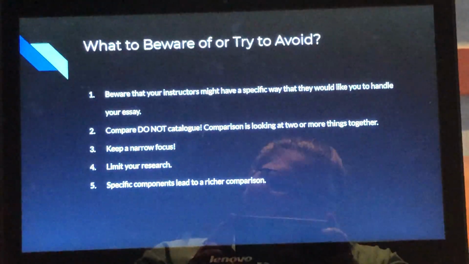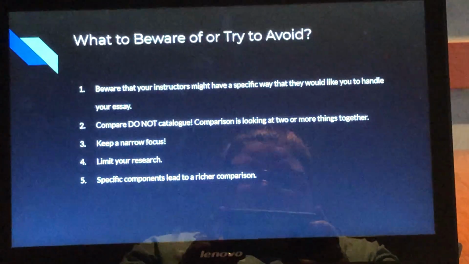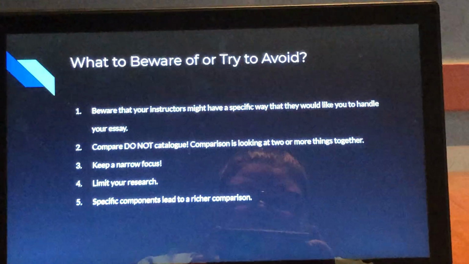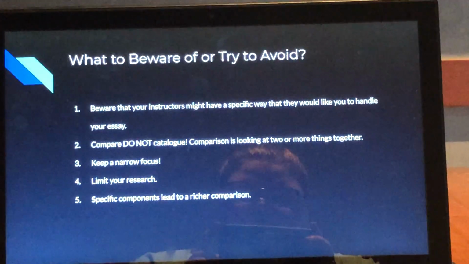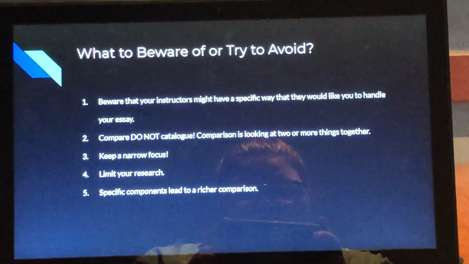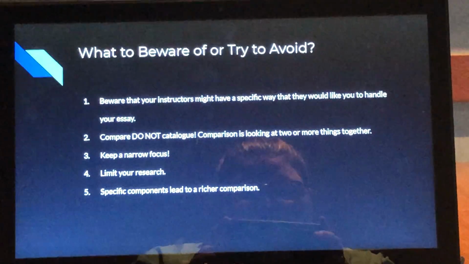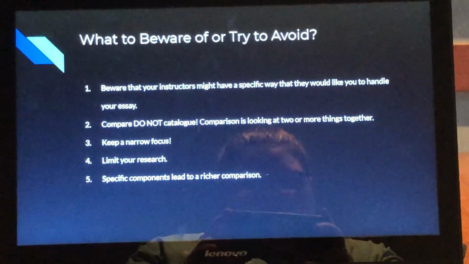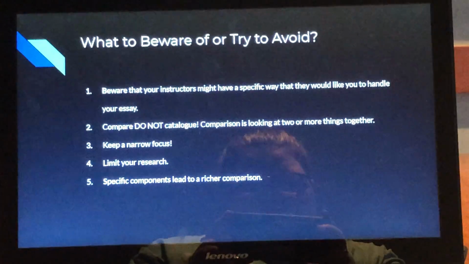So what you want to be aware of or try to avoid whenever you're writing a comparative essay. Make sure you check the rubric and really listen to your instructor and how they may want your essay structured. Be aware that your instructors might have a specific way that they would like you to handle your essay. Some may want a different approach.